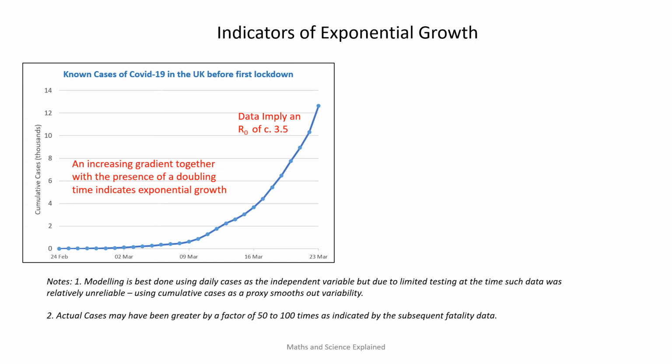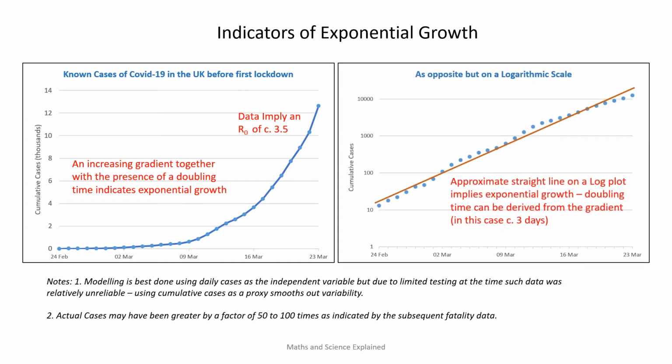If the data are plotted on a logarithmic scale, then an approximate straight line indicates exponential growth. This is because a log scale shows proportional change, not linear change, and hence a straight line on it indicates that cases grow by a constant proportion or multiple each time period. The doubling time derived from this plot is around 3 days.